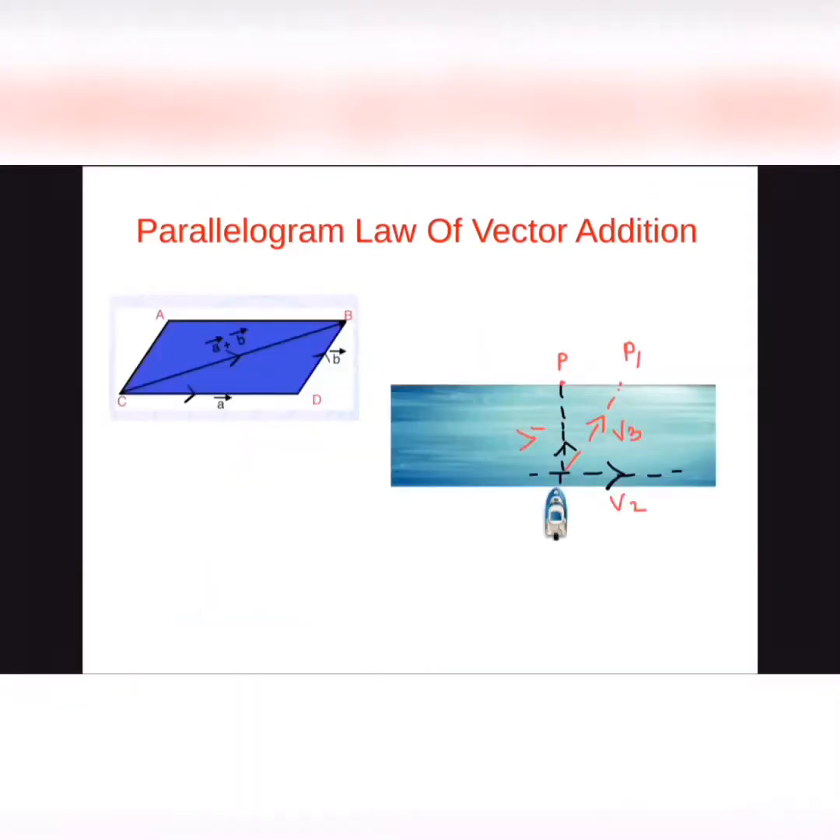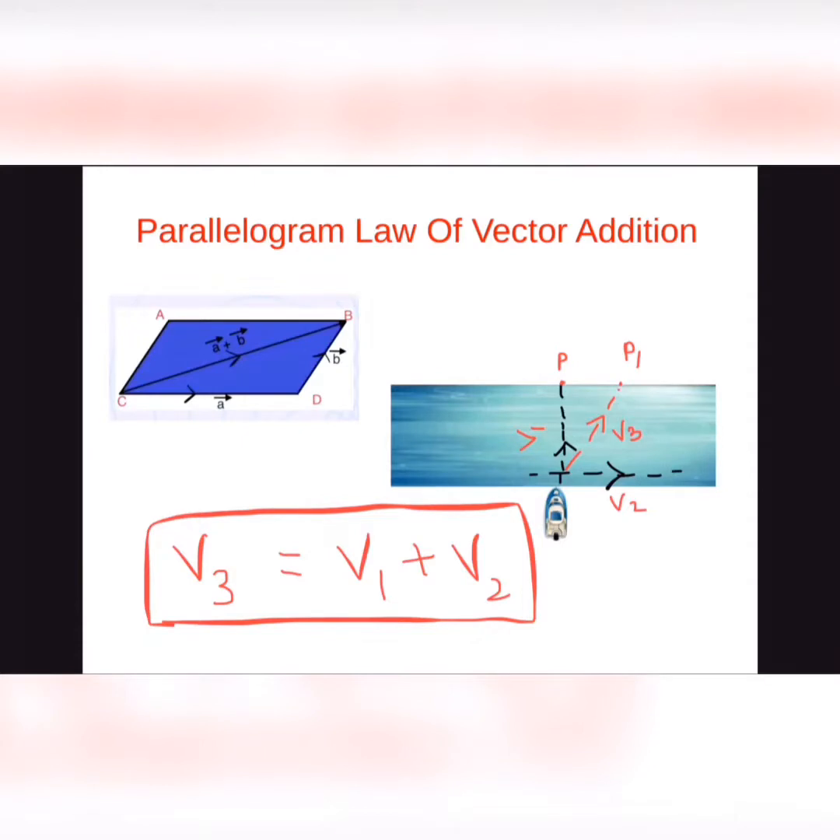Now, considering our example of the boat crossing the river, the V3 velocity is calculated as the sum of V1 and V2. This is by the parallelogram law of vector addition. That is, this is V1 and this is V2. Hence, the vector sum of V1 and V2 will give the diagonal V3. So, V3 diagonal is equal to V1 plus V2. This is by the parallelogram law of vector addition.